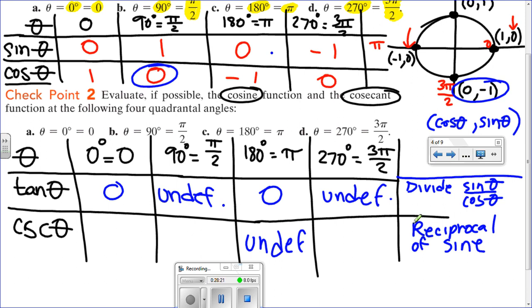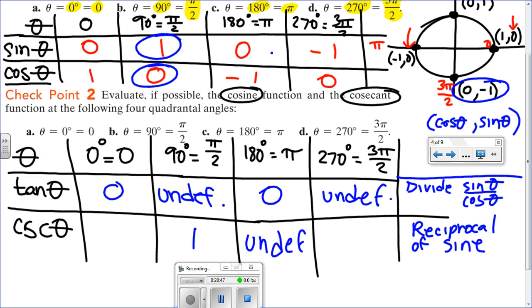Tangent of 3 pi over 2 is undefined, because we would divide by 0. Okay, what is the cosecant of pi over 2? Okay, it was Andrew. What is it, Andrew? It's 0. That's wrong. What is it, Gerson? 1. That's correct. So remember, it's the reciprocal of 1.